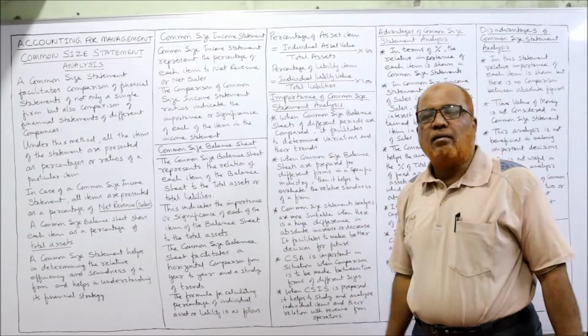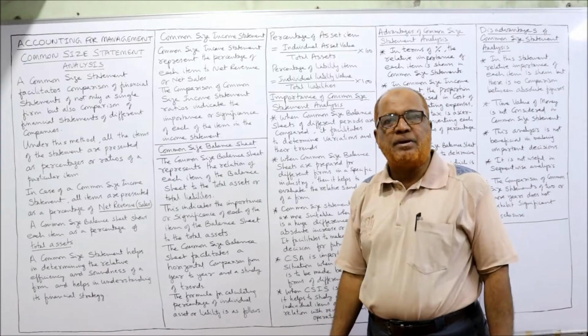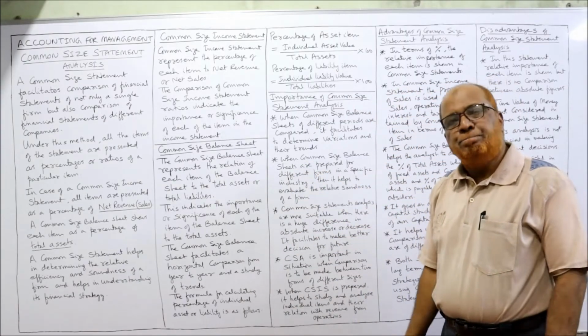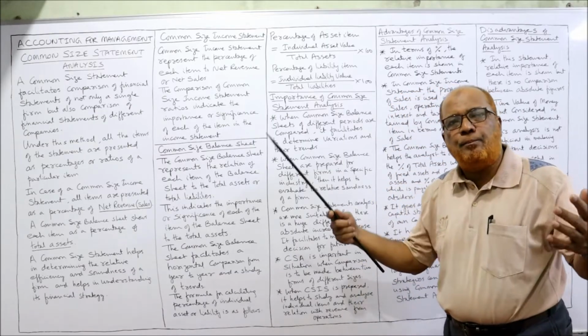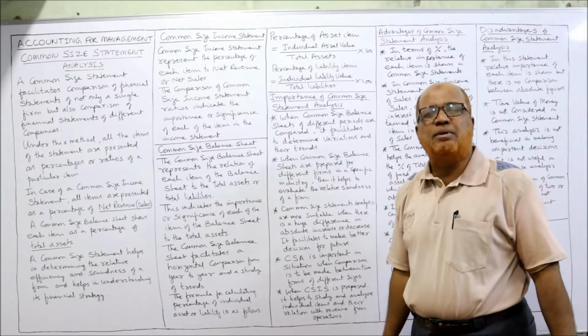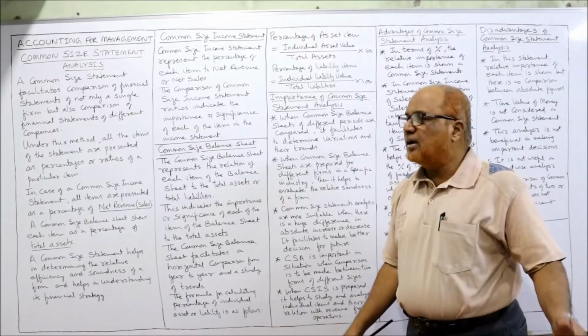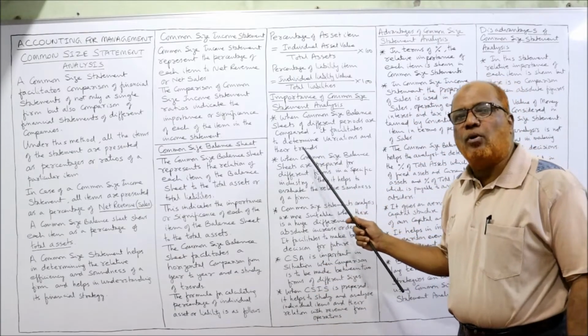This is the formula to calculate the percentage value of asset and percentage value of liability. Now, the next topic which is frequently asked in examination is what is the importance of this common size statement analysis? So there are different points which show the importance.